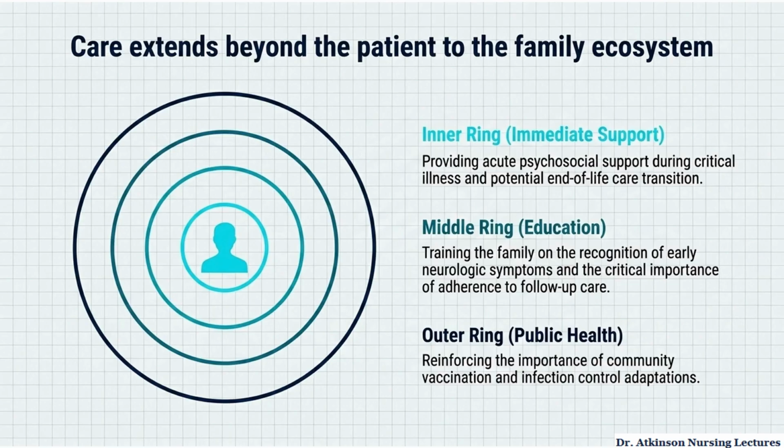Meningitis care extends far beyond the individual patient. Families often require immediate emotional support, especially during severe illness or ICU-level care. Education is also critical. Teaching families to recognize warning signs, understand follow-up care, and reinforce adherence to treatment and vaccination recommendations. And from a public health perspective, infection control and vaccination awareness remain essential in preventing outbreaks.